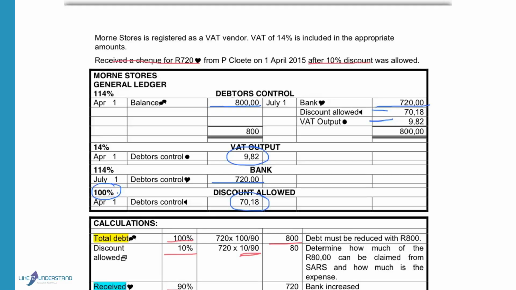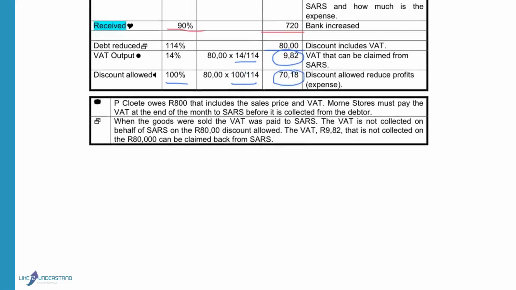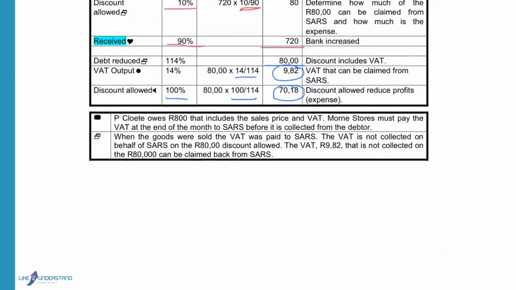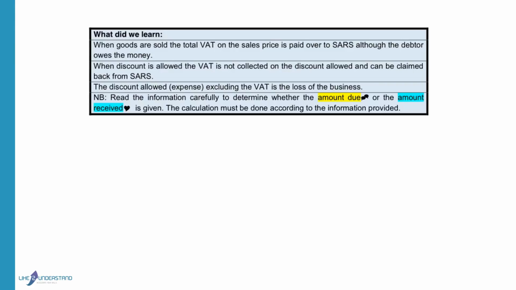Debtors control is a 114% account because it includes the sales price plus the VAT, or the amount received plus the discount plus the VAT. So what did we learn today?